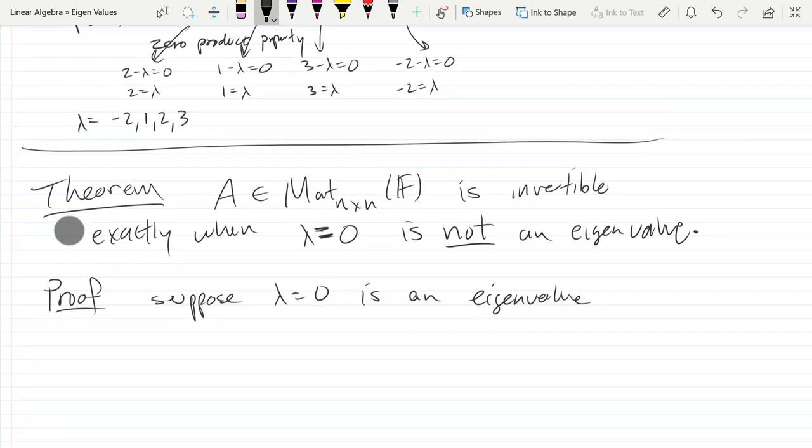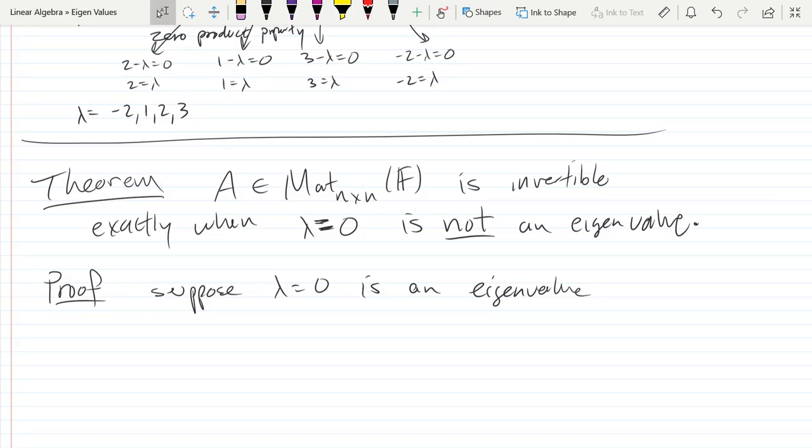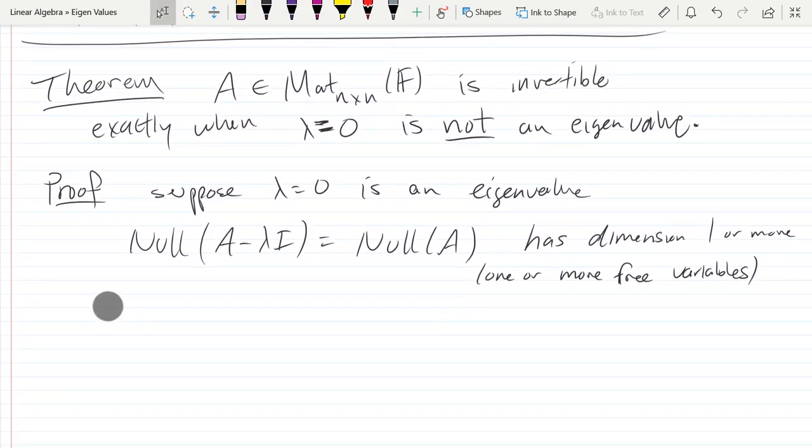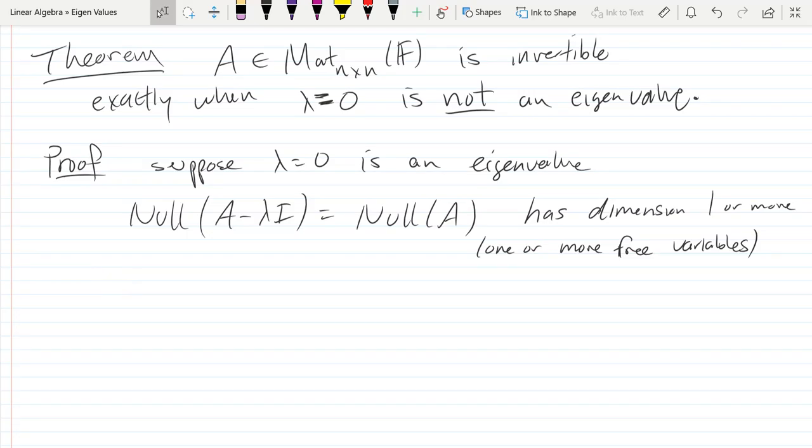So let's suppose lambda equals 0 is an eigenvalue. So each eigenvalue corresponds to an eigenspace that has dimension 1 or higher. So if lambda equals 0 is an eigenvalue, what that means is null of A minus lambda I, well in this case lambda is 0, so that's just null of A minus the 0 matrix, which is just A. So what that means is the null space has dimension 1 or more. So it has one or more free variables.